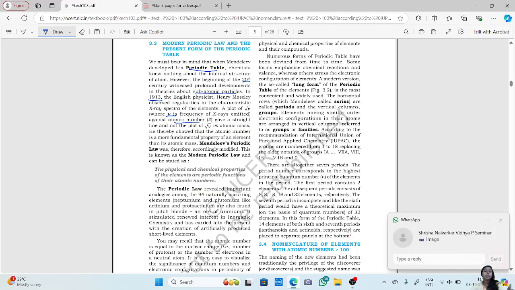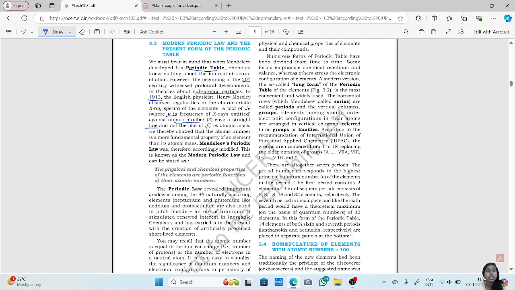So he observed a regularity in the characteristic X-ray spectra. He plotted a graph of the frequency emitted by the X-rays against the atomic number of the elements, and he found a straight line. He thereby showed that the atomic number is a more fundamental property of an element than its atomic mass. Compared to atomic mass, atomic number is the basic property of an element.